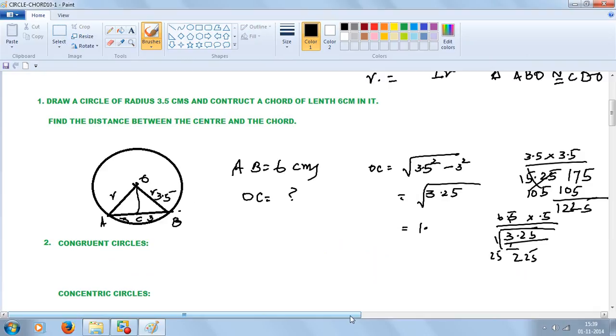So it's root of 3.25. We take a root. It's approximately 1.8. You want to check, so you try 1.8 multiplied by 1.8. It is 3.24. It is 1.8 approximately. Okay. Next, we will see something.